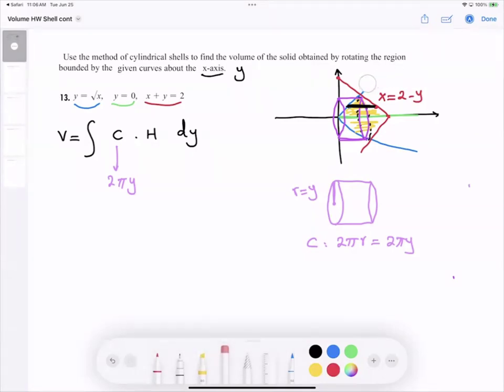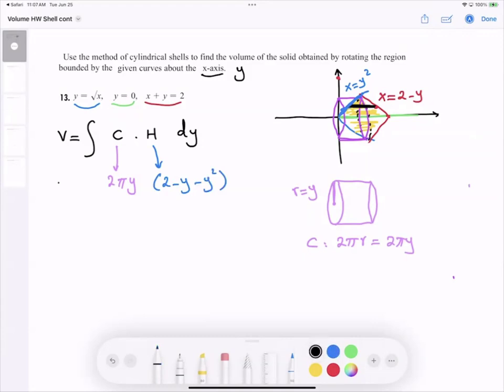Let me erase these unnecessary parts to avoid any confusion. And the smaller x is on your square root. But how do we write x in terms of y? x is y squared. So that's how you calculate your h. So the h itself can be written this way: h is 2 minus y minus y squared.